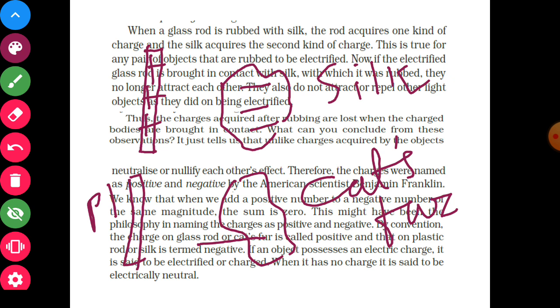The plastic rod has negative charge, so the electrons from the cat's fur must have transferred to the plastic rod, so the cat's fur becomes positive. Now if you bring two similarly charged objects close to each other, they will repel. But if you bring these two objects close, they will attract. It's a very easy thing that you can understand.